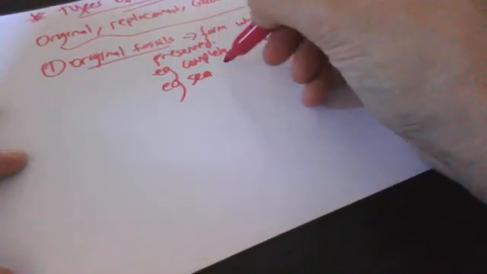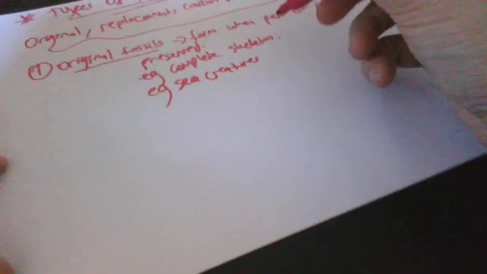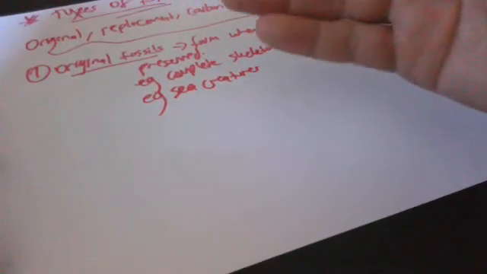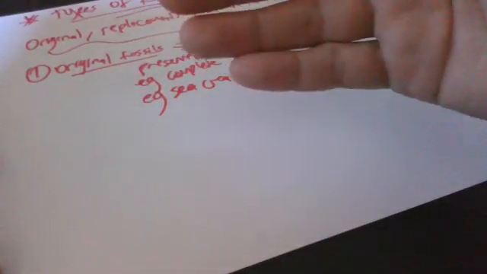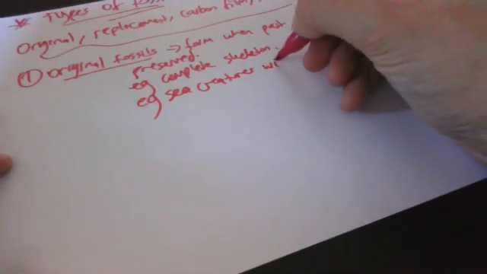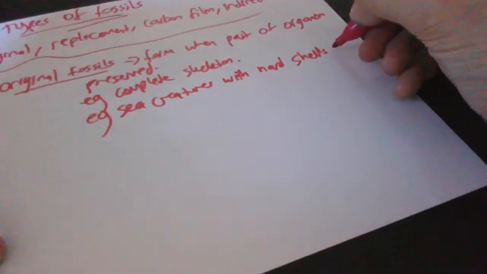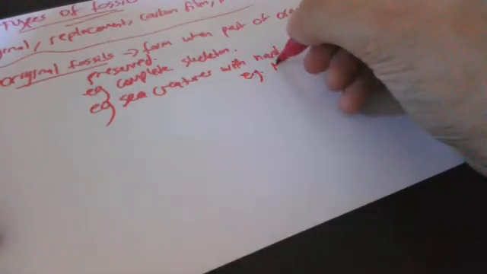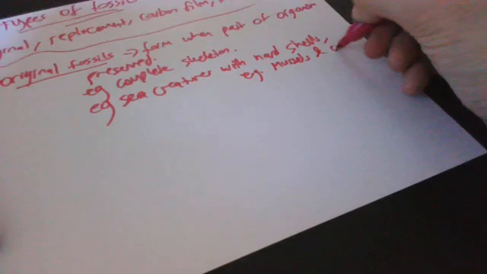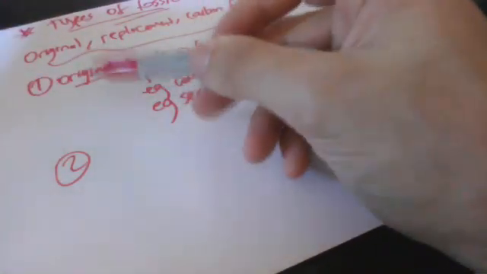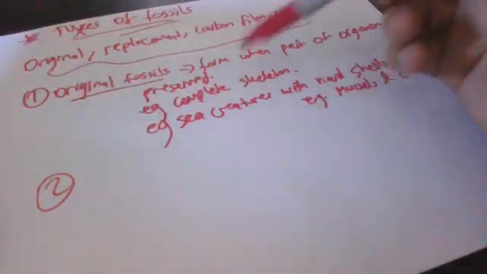Another example is sea creatures that had hard shells, for example. With hard shells, the hard shells make it easier to preserve. Examples are mussels and clams. So they're original fossils. You can think of original as being the same as the original thing, the original critter.